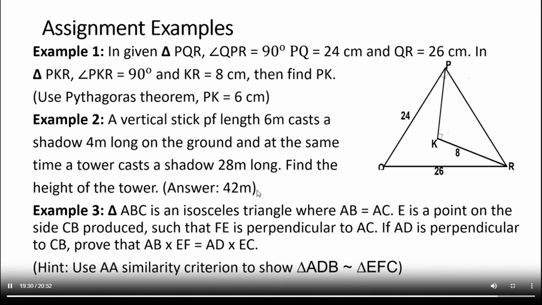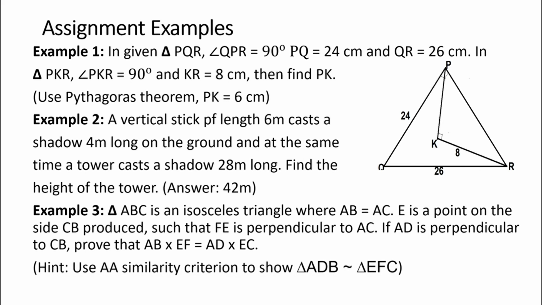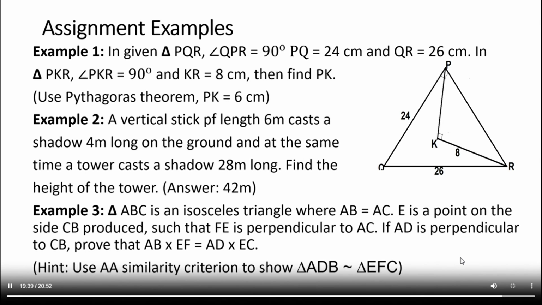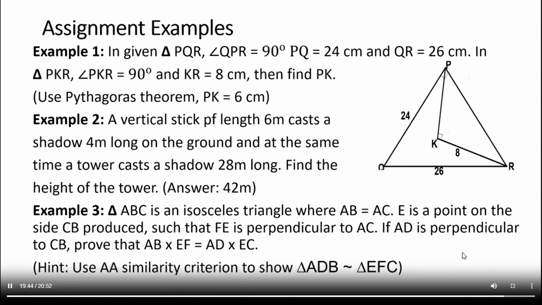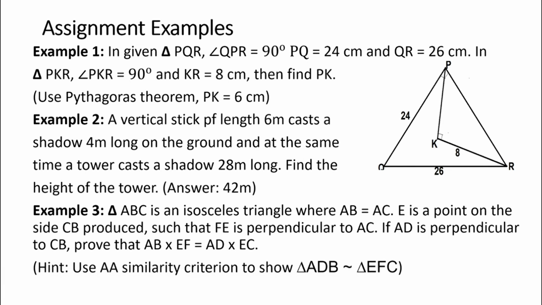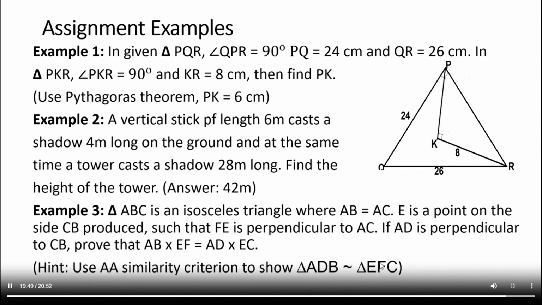Example 3. Triangle ABC is an isosceles triangle where AB is equal to AC. E is a point on the side CB produced such that FE is perpendicular to AC. If AD is perpendicular to CB, prove that AB into EF is equal to AD into EC. Now here, when you draw the diagram, you will be able to use the AA similarity criterion to show that triangle ADB is similar to triangle EFC. And on the basis of that, you will be able to prove AB into EF is equal to AD into EC.